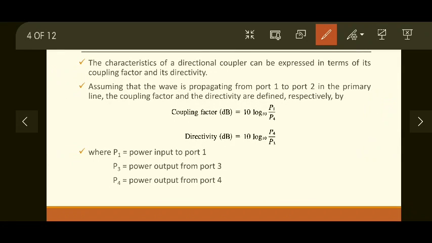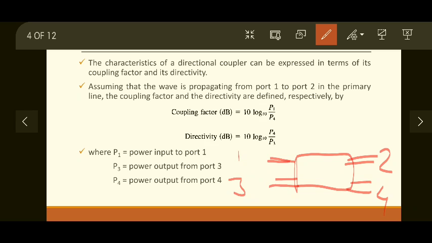The characteristics of this coupler can ideally be expressed in terms of 2 parameters. A third one is also possible. These are coupling factor and directivity. The third one is isolation, which is also considered in many cases. So assuming that the wave is propagating from 1 to 2, let's draw. This is 1, this is 2. The wave is transmitting from 1 to 2. This is 3, this is 4.